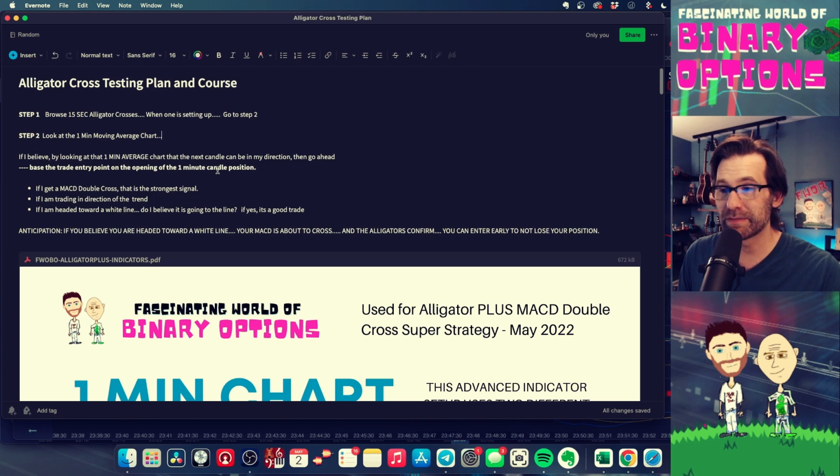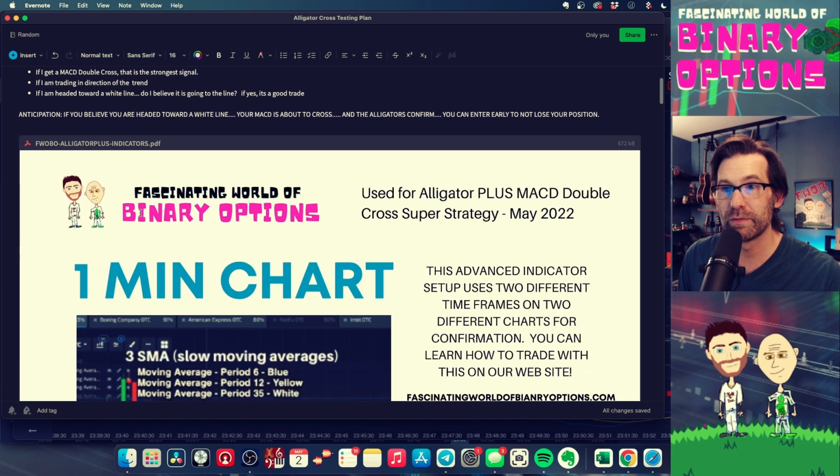And where it becomes extremely accurate for a win is if you look at the MACD double cross happening. I'm going to go into all kinds of technical analysis on this. If you have a 15-second alligator cross, and then the MACD is getting ready to double cross or is double crossing at that same time, you have a super, super strong signal. That's what I'm going to be doing over the next several months to grow my account a lot. So I'll go over those rules with you here.